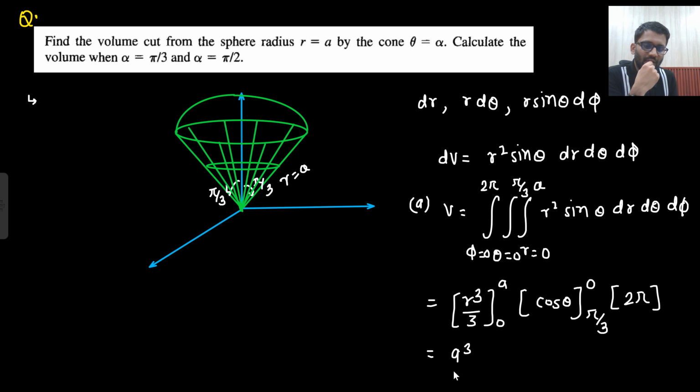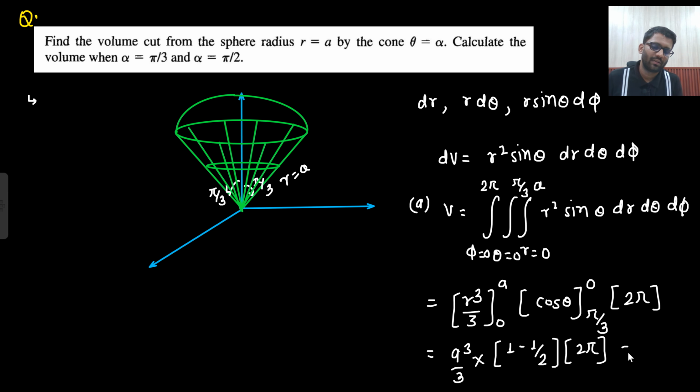Okay. a cube by 3 into cos 0 is 1 minus cos 60, since theta is from 0 to pi by 3. Cos 60 is 1 by 2, and this is your 2 pi. So what you are getting? 2 pi a cube by 3 times 1 by 2. Yeah, so that's the answer, pi a cube by 3.